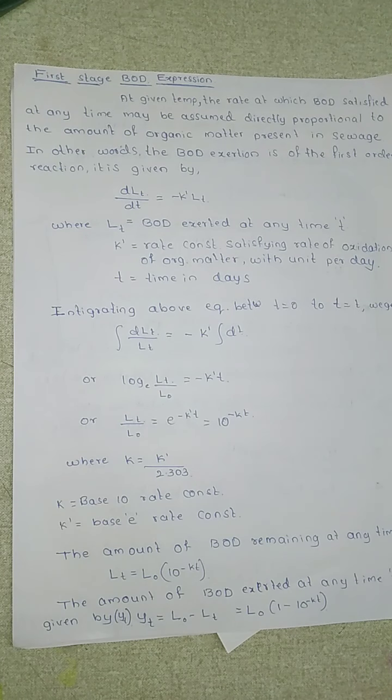In the previous classes, we have seen the different wastewater characteristics. In that, we have seen physical, chemical, and biological characteristics. In that, the chemical characteristics we have seen specifically, in detail, regarding BOD.